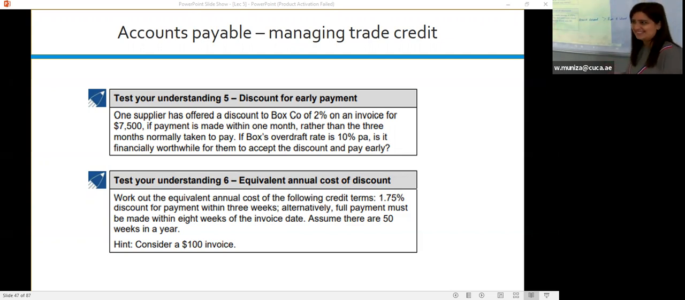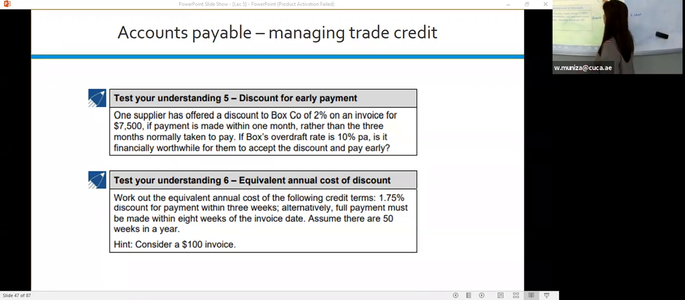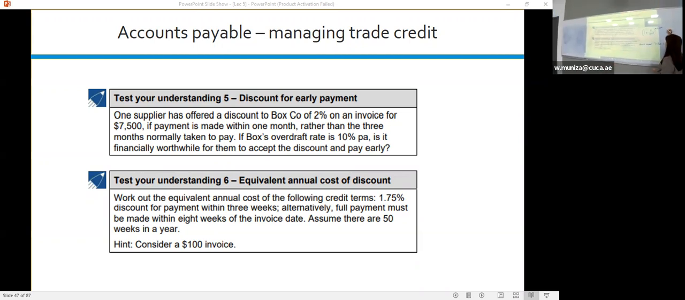We have only the rate of interest given. We have not calculated the annual discount value yet. We have to calculate it and then compare. So the same formula we are going to use: 1 plus discount divided by amount left to pay, raised to the power of number of periods, minus 1.